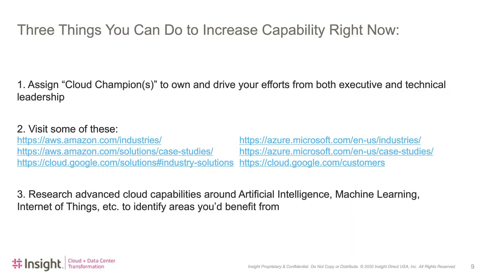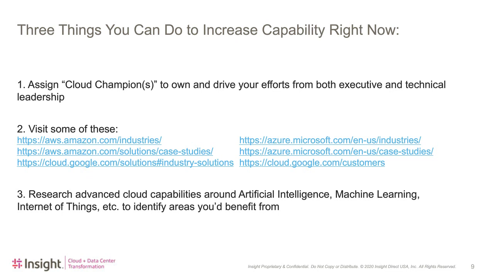So here are a couple things that you can do to increase your cloud capability right now. The first thing that I always tell customers to do is assign a cloud champion. And you need to have cloud champions both on the executive side and technical side. It could be the same person. Think of these as roles, not necessarily people. But someone needs to be driving the conversation and owning it and saying, this is what we're going to do and how we're going to do it. And then the organization needs to buy into that if you're going to be successful.